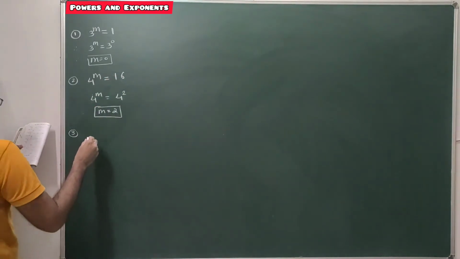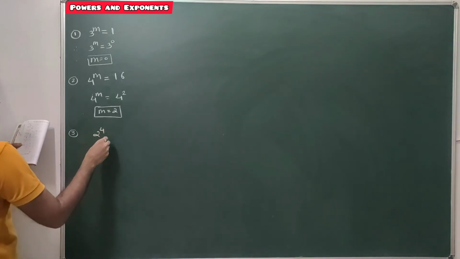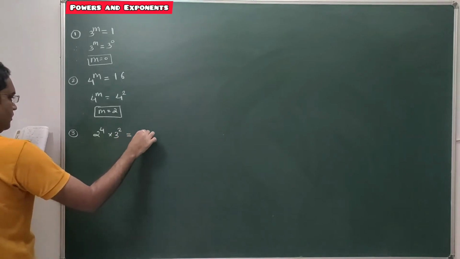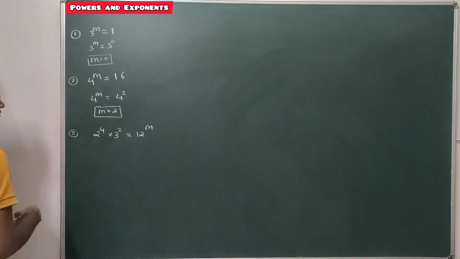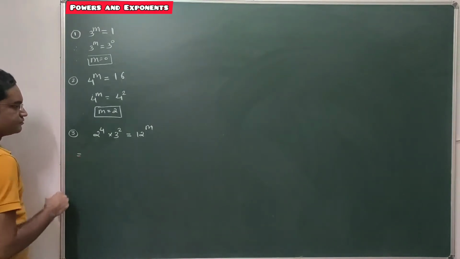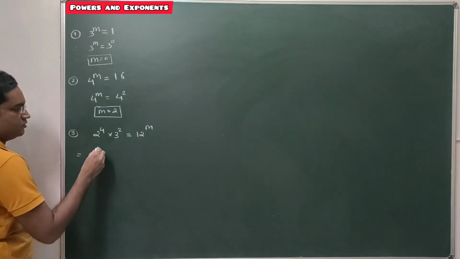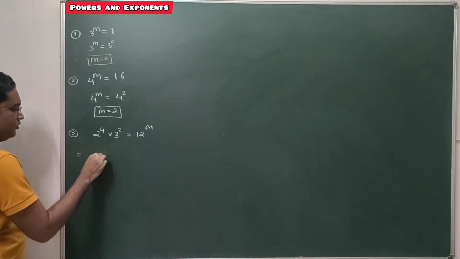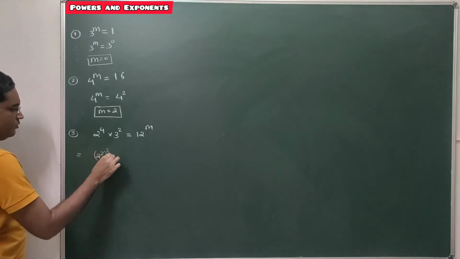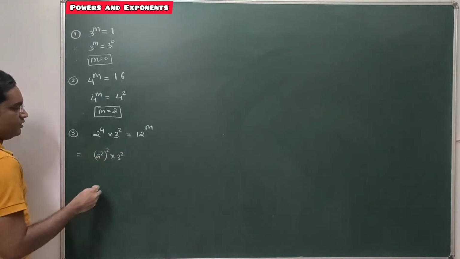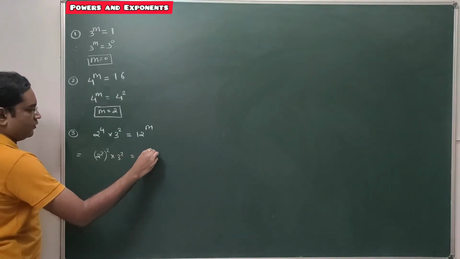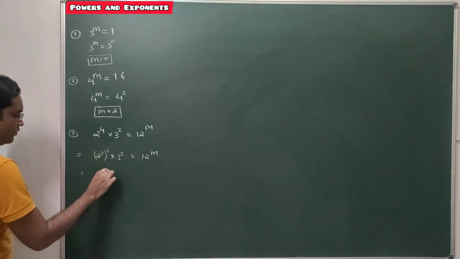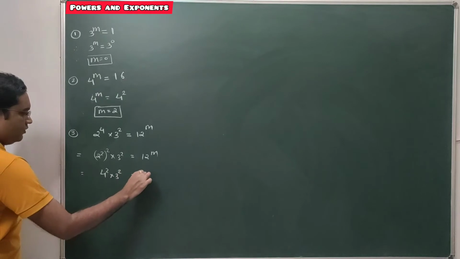Third one, 2 raised to 4 multiplied by 3 square equal to 12 raised to m. Now here we can write this as 2 square raised to 2 into 3 square, that is equal to 12 raised to m. So 2 square is nothing but 4, so 4 square into 3 square equal to 12 raised to m.